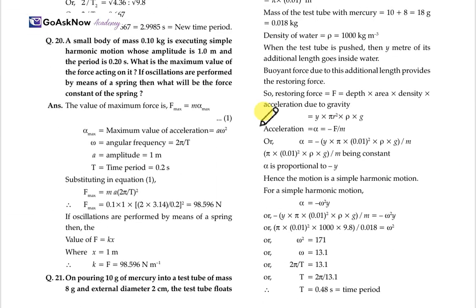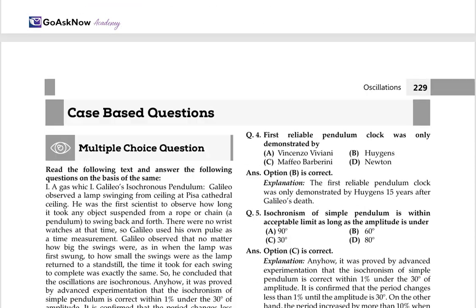Now, a small body of mass 0.10 kg is executing simple harmonic motion, the amplitude is 1 and the period is 0.20 second. What is the maximum value of the force acting on it if oscillations are performed? Firstly, the force F max is equal to m times a max. Acceleration a max is omega square times amplitude, so we substitute the values given in the question. We get F max is equal to 98.596 Newton. If the oscillations are performed with a spring, then F is equal to Kx. At that time, K is equal to F, so we get 98.596. Already we have determined the value of F.